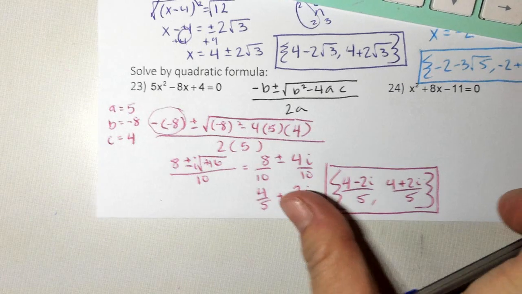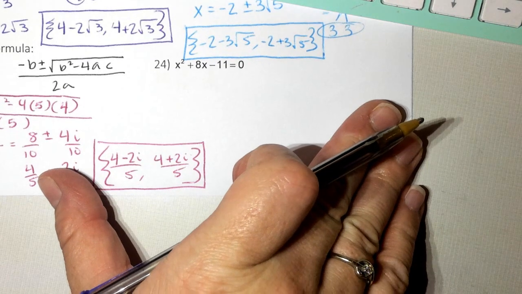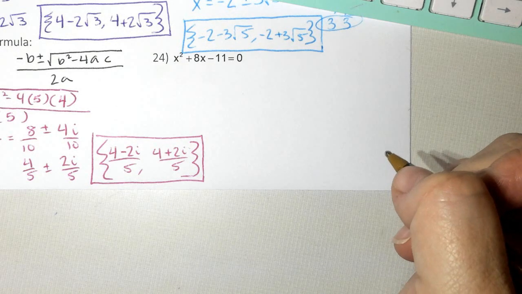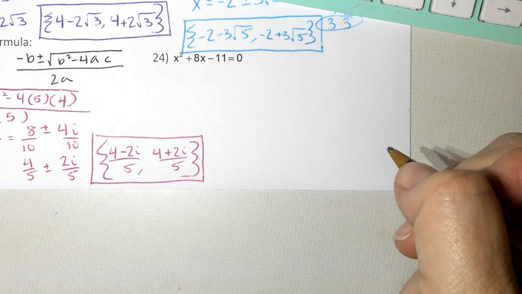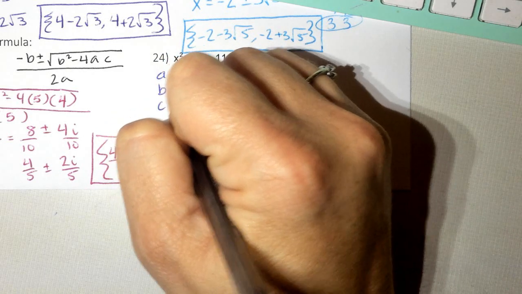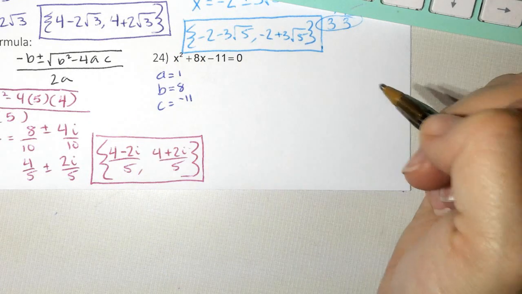So let's do the exact same thing on number 24. This one looks like you could type it in your calculator, but if you do, y'all, it's not going to give you what you think it will. It will not give you pretty answers. So we have a, b, c. A is 1, b is 8, c is negative 11. It already equals 0, so we're good.